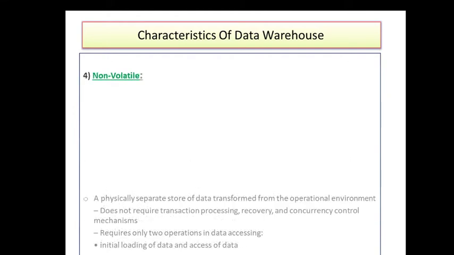Fourth one is non-volatile. Data warehouse is a physically different store from your operational source system. It does not require any transactional processing, recovery, or concurrency mechanism. It requires only two operations. One is initial loading, second is accessing. So load the data and access it.